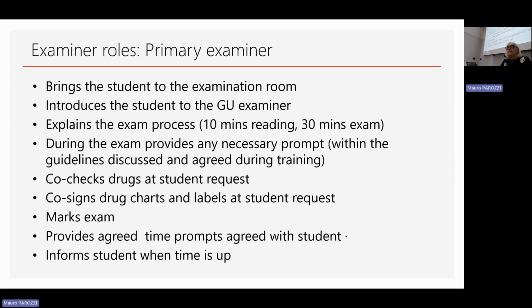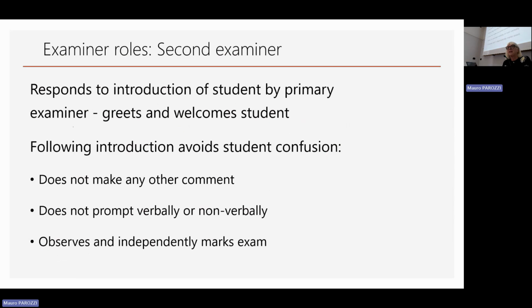So the primary examiner, some of this is duplicative, brings the student to the exam room, we've talked about that, introduces them and explains the exam process. I skipped that slide, somehow I left it in. And the secondary examiner does not make any other comment, does not prompt verbally or non-verbally, and observes and individually marks the exam. So they're the second one. The second examiner is also the person that can be called upon if the student has to administer a drug and needs an RN to check the drug, right? So they can ask the second examiner to do that.